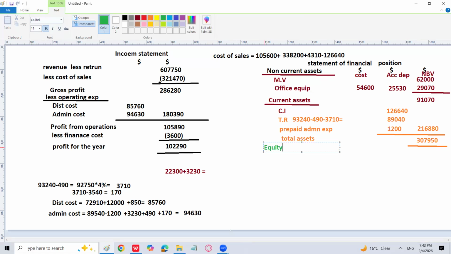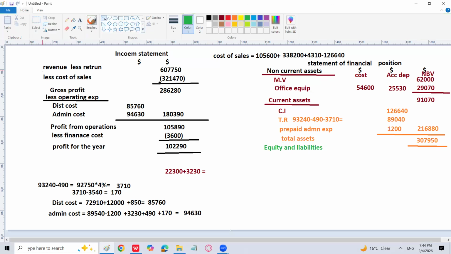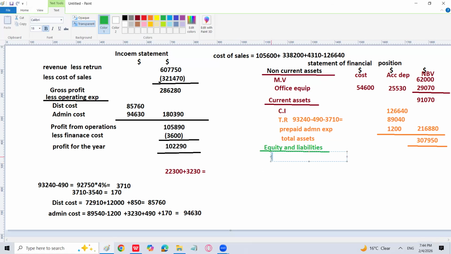Remember this, that equity and liability section is dependent upon the statement of changes in equity. But we haven't prepared statement of changes in equity, not even in the last question, and also not here. Why? Because it is not necessary. Because everything is given in the question, we don't need to prepare statement of changes in equity.